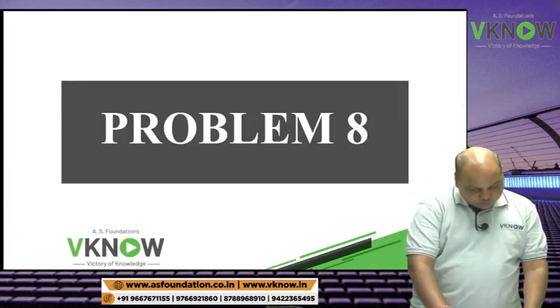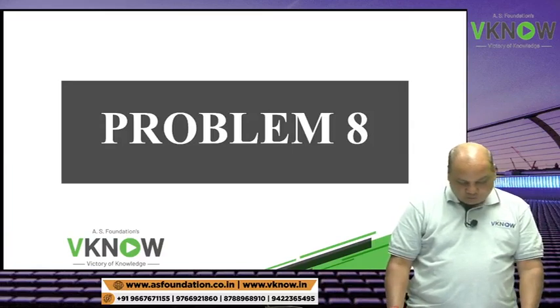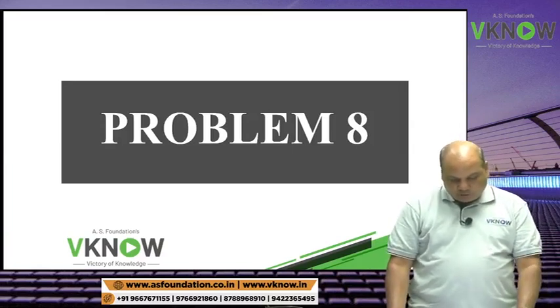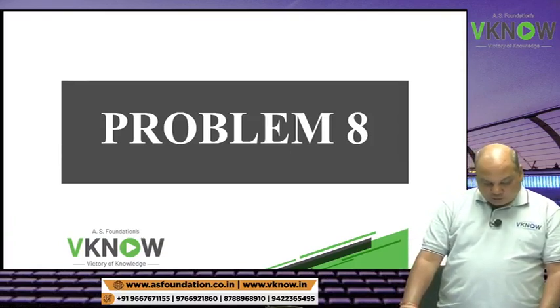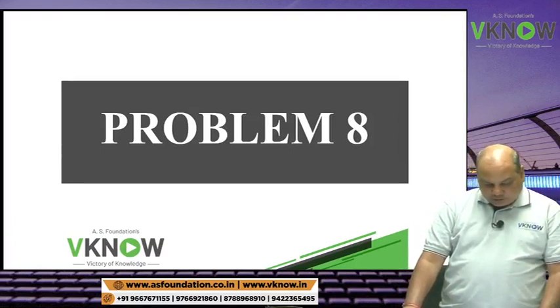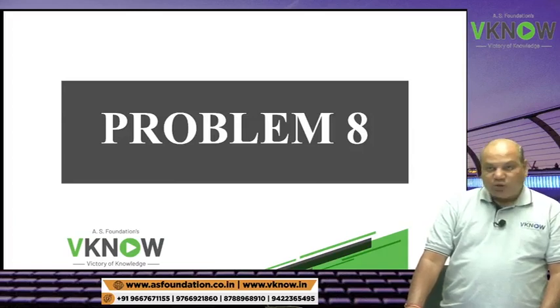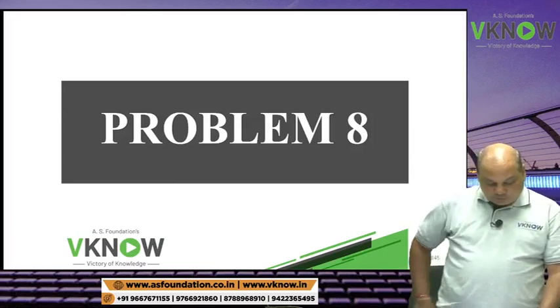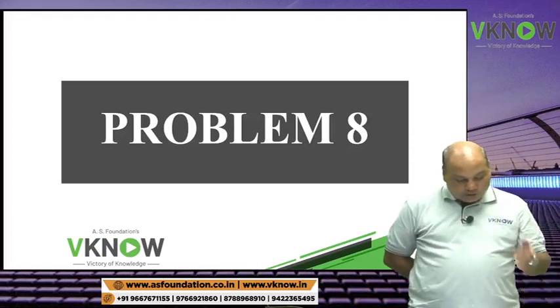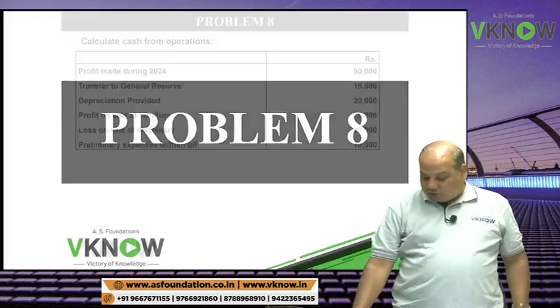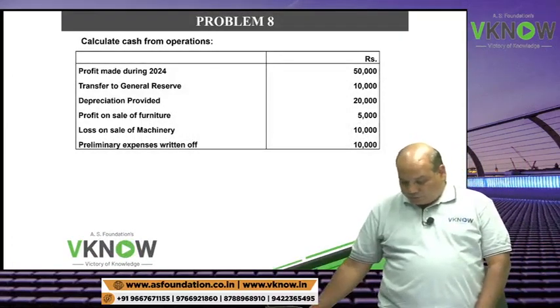Question number 8 also you will solve in the book only. Wow. Today you are having a good time. Question number 8. Calculate cash flow from operation. Tanya is right. Profit made during 2024. Transfer to general reserve. Depreciation. Profit on sale of furniture. Loss on sale of machine. Preliminary expenses written off.